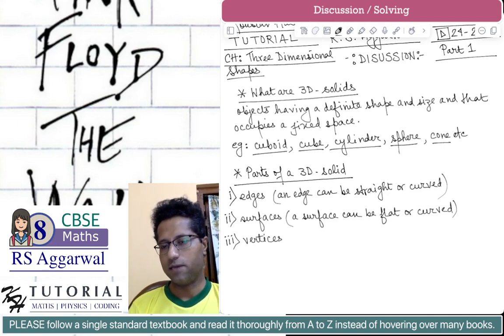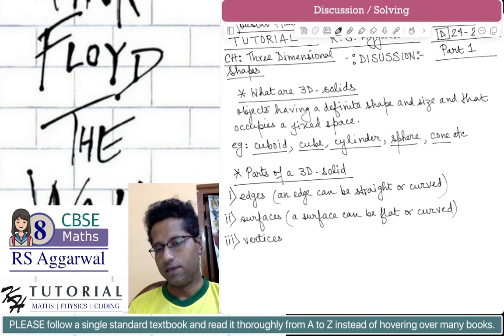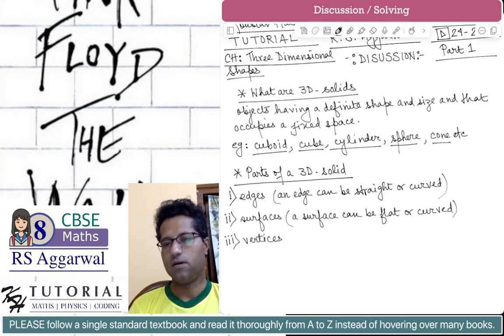Also, it has some edges. It can have one or more edges, and the edges can be curved or straight. That is, an edge can be a straight line or a line segment, or it can be a curved line. And it may have some vertices, that is, a common point between two edges, or three edges.